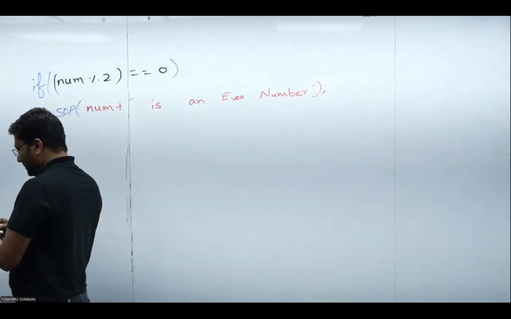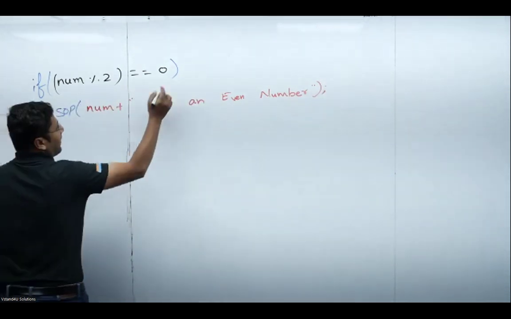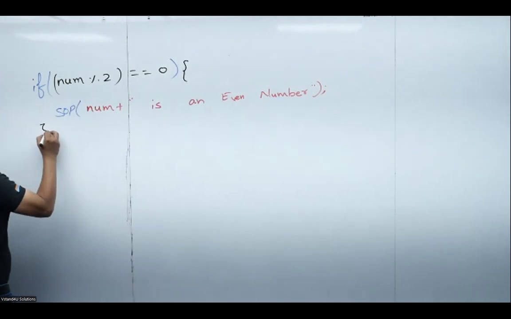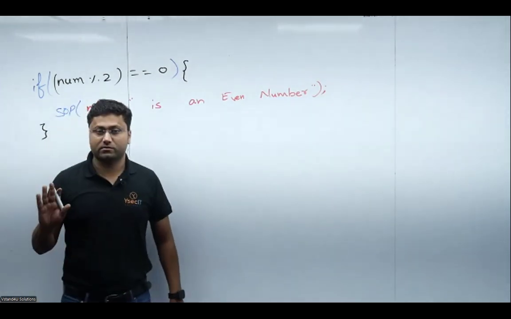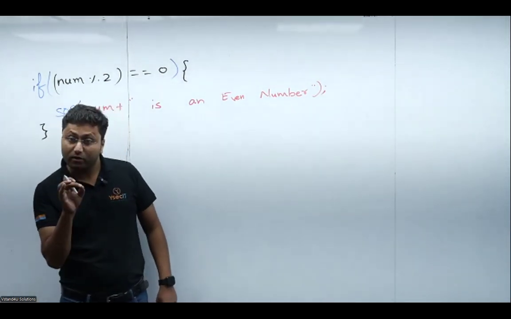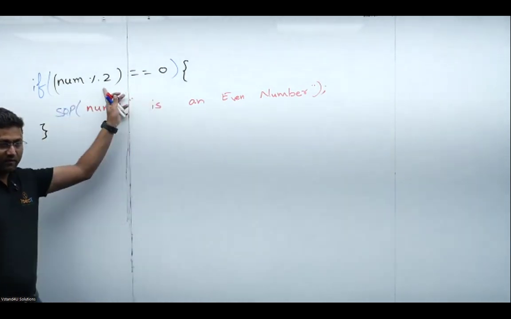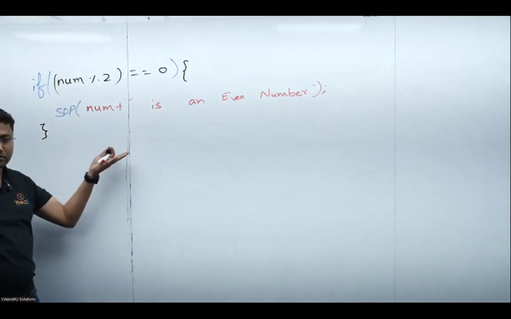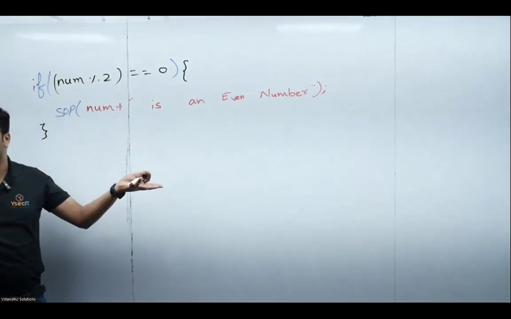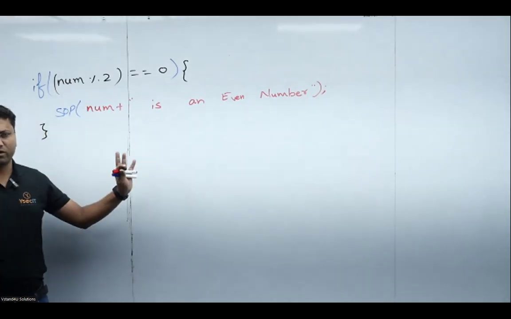Done. If this condition is satisfied, else there is no discussion about it. It is asking to print only even numbers. Even number condition satisfied, print it. Else, it is not asking to do anything if a number is not even. Agree? I'll not even worry about it.